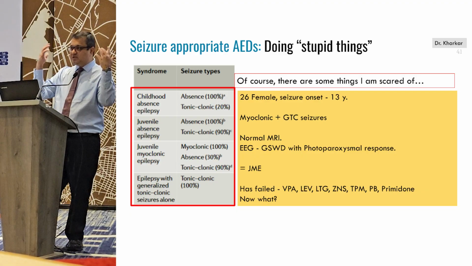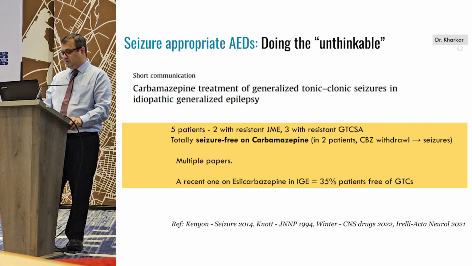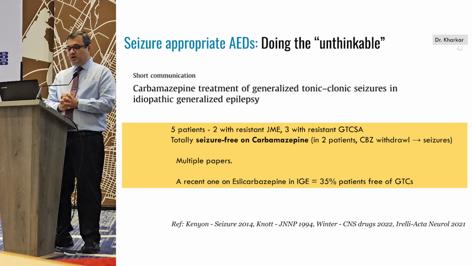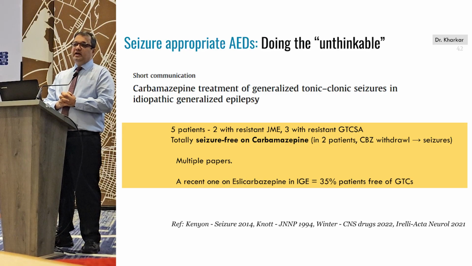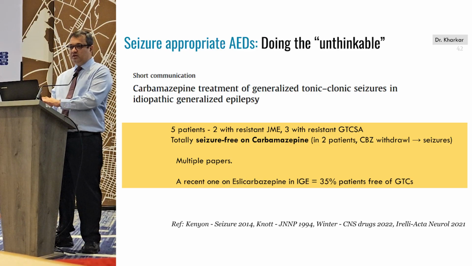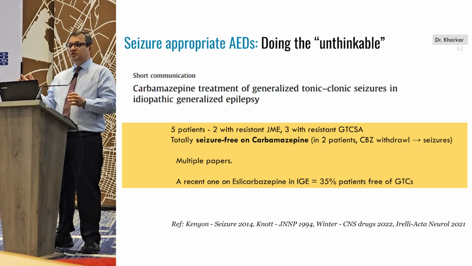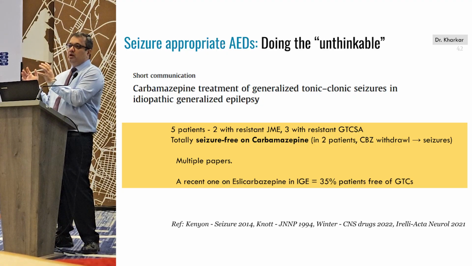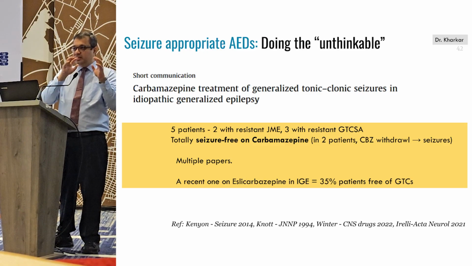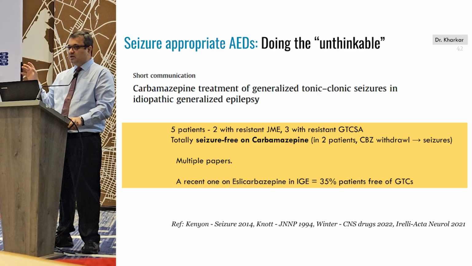In this particular paper, carbamazepine for treatment of generalized tonic-clonic seizures in idiopathic generalized epilepsy, they actually treated such patients with carbamazepine. And they found that it decreased the incidence of generalized tonic-clonic seizures. So there is this group of patients in whom generalized tonic-clonic seizures will be the major component, and the absence or myoclonic seizures will just be a minor component. In that case, perhaps treatment with focal anti-epileptics might actually help.